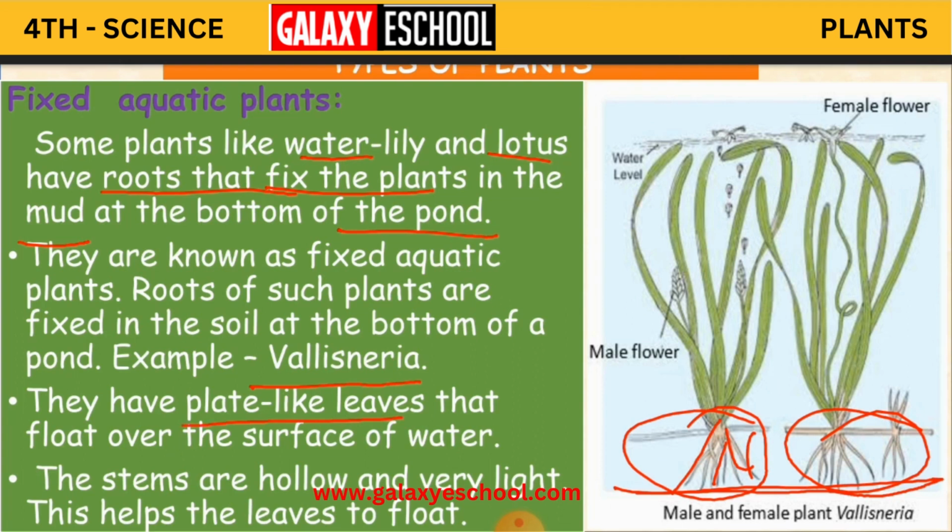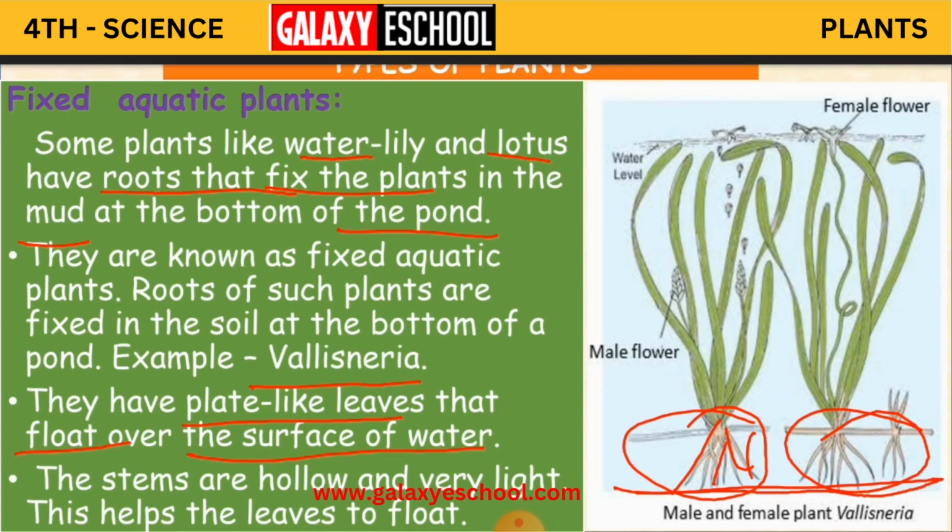Like plate-like leaves. Plate in the sense what? Like it's a flat area. No, the leaves are flat, maybe in a round shape. Okay, and these leaves float over the surface of the water. Yes, the leaves float over the surface of the water.